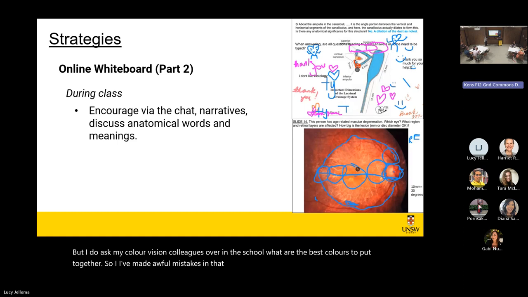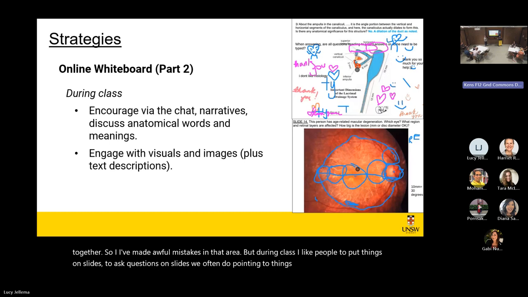During class, I like people to put things on slides, to ask questions on slides. We often do pointing to things, little questions. If there are words that are not commonly used, so a lot of anatomical words, I try to put little definitions at the bottom that give a sense of where the word comes from because it makes it more interesting.